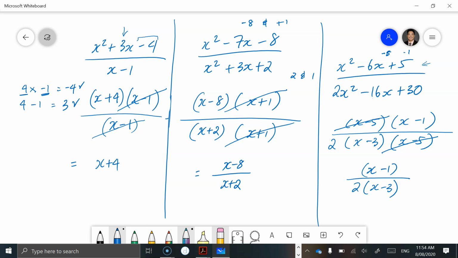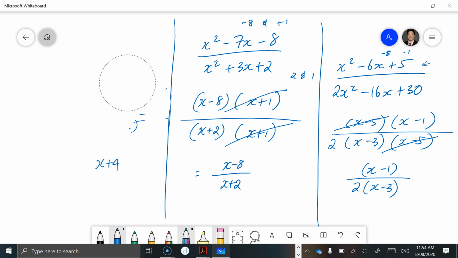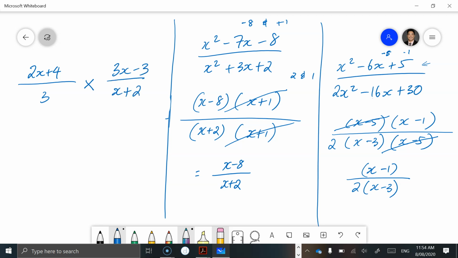Okay. I'm going to finish off with one more example, and I'll do that over here. And it's really important that, again, you take your time, assess what's going on, and then work from there. So 2x plus 4 over 3 times 3x minus 3 over x plus 2. Okay, so I will actually do one more example after this, so hang around.